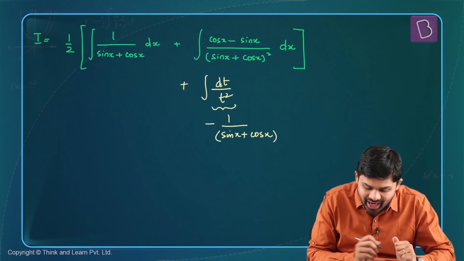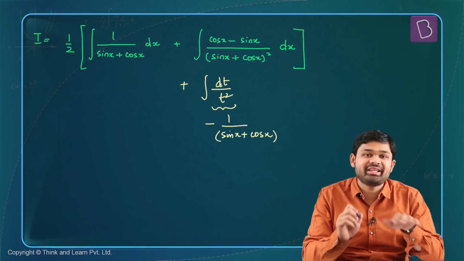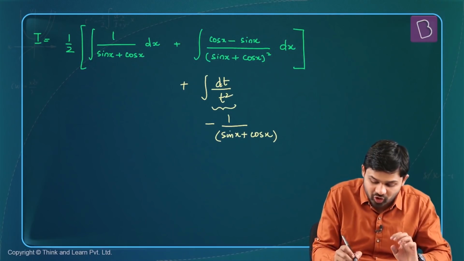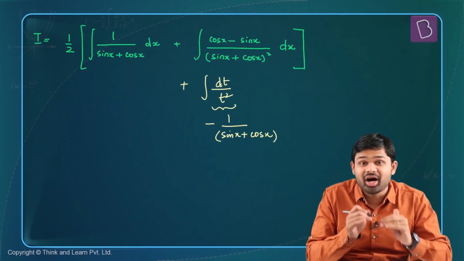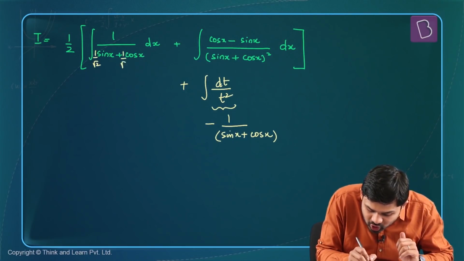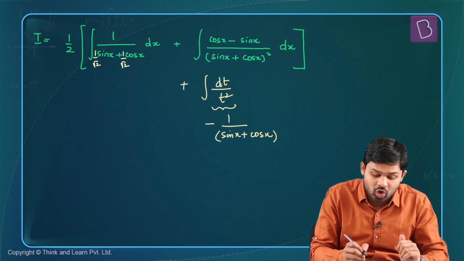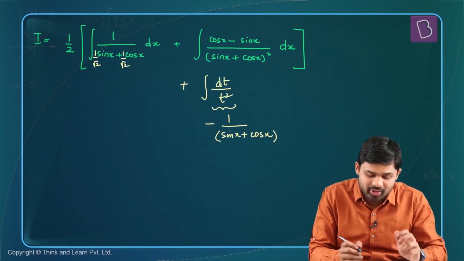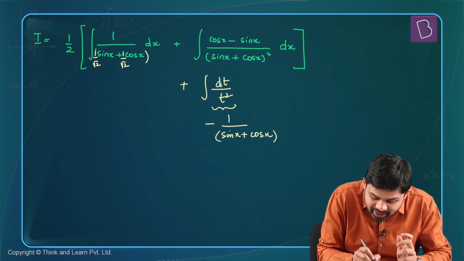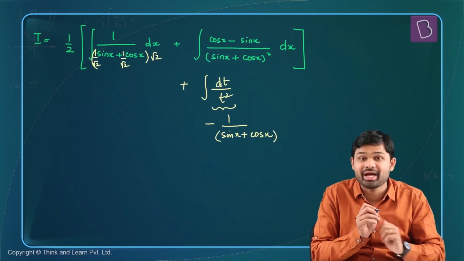So how do you solve the other integral? Well, the other integral has a sin x plus cos x term, and that's a standard procedure that you follow. If you have a sin x plus cos x, you divide by 1 over root 2. So you divide both the terms by 1 over root 2, which means you have to multiply also by root 2. So a root 2 gets multiplied to the whole denominator.